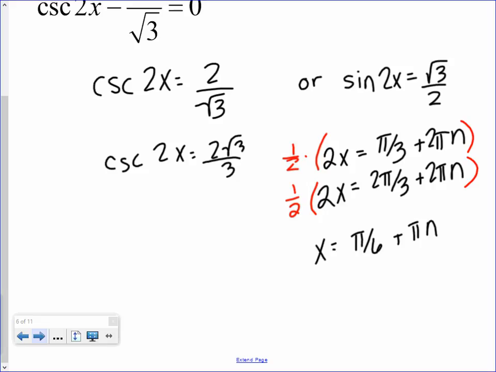And I do the same thing for the second solution. Distribute that 1/2 through everything. 1/2 times 2x is x. 1/2 times 2 pi over 3, the 2's are going to cancel out, so it's going to be pi over 3. And then plus pi n.